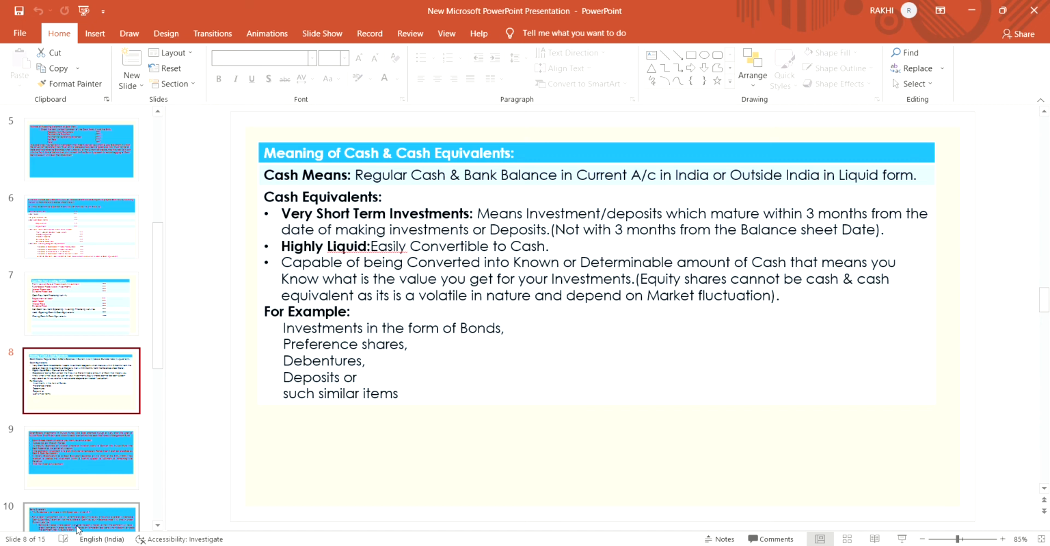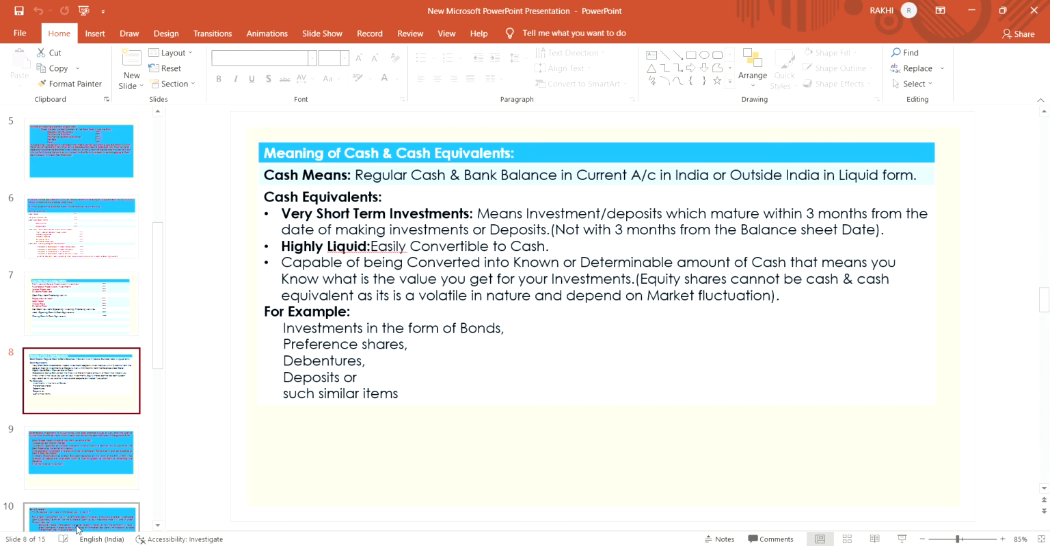So this is the cash equivalent, which is very highly liquid, means easily convertible into cash and capable of being converted into a known or determinable amount of cash. That means you know what value you will get for your investment. Whatever you invest, you know what you will get at the time of conversion.